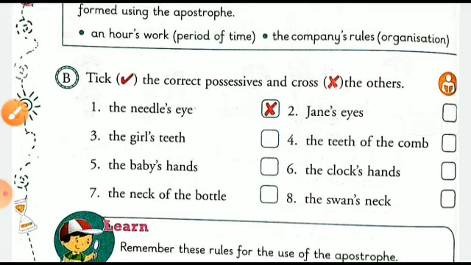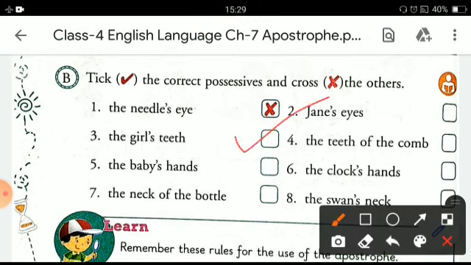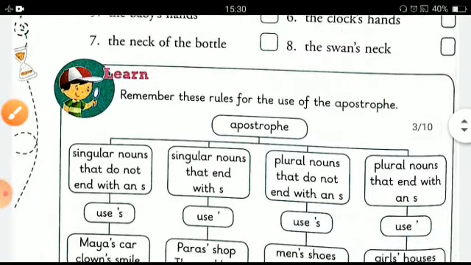Now in the next exercise, take the correct possessive and cross the wrong ones. The first one is already done for you. The needle's eye is the wrong one. Jane's eye is the correct one. In the same way, the second one is the girl's teeth or the teeth of the comb. So, the correct possessive will be the girl's teeth. In this way, you will be doing the rest of the sentences.